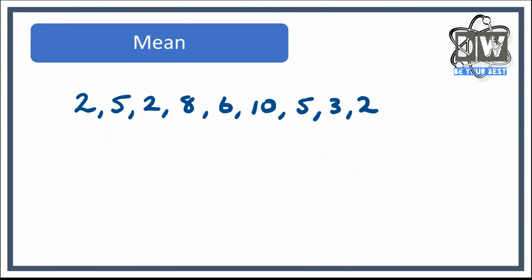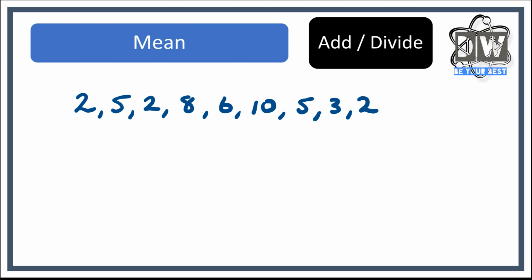Okay, the mean. Now, I like to think about this one. This is the toughest one for us to work out when it comes to maths. This is the one that we've got to do the most maths to find out. It's not necessarily difficult, but there's a bit of work to do. What we do here is we add all of the numbers up together, and then we divide by how many numbers we have. So we can see here we're going to add 2, 5, 2, 8, 6, 10, 5, 3 and 2 all together, and then we're going to divide by how many numbers there are.